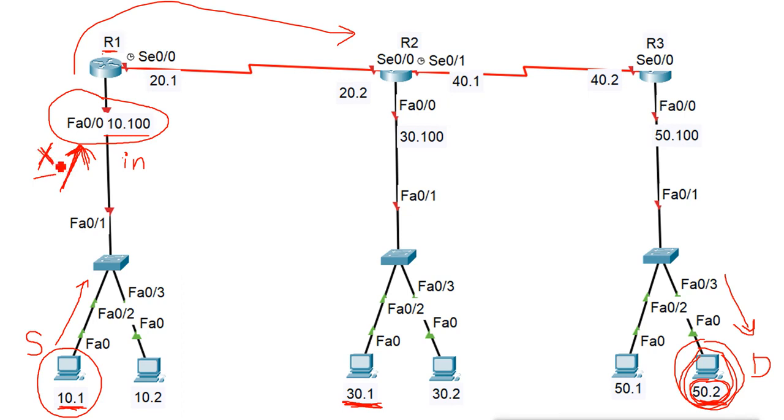Now in this case, what happened? If 10.1 tries to do telnet to this 50.2, then the entry will match here in this interface and it will be denied. Now if 10.1 tries to access the web server of this website from this 50.2, it will work on a different port number, 80.